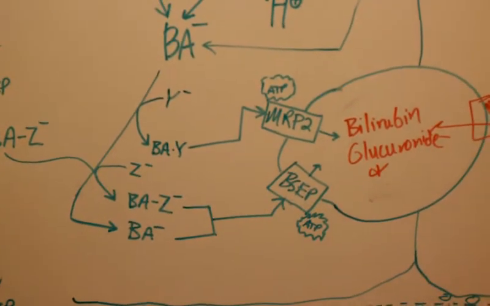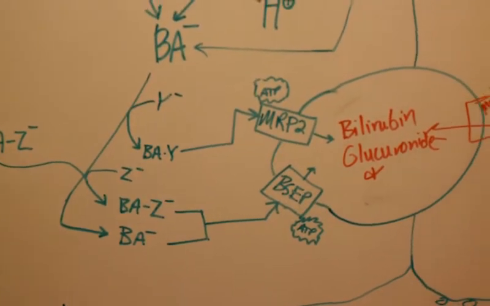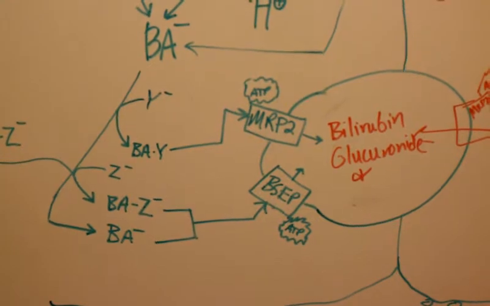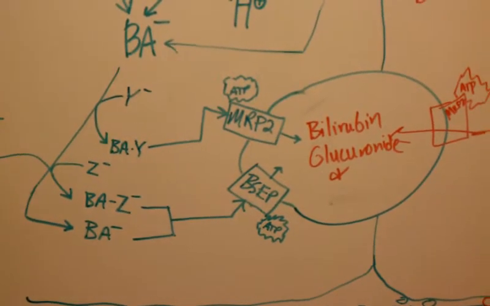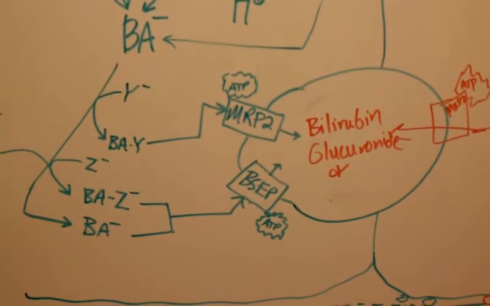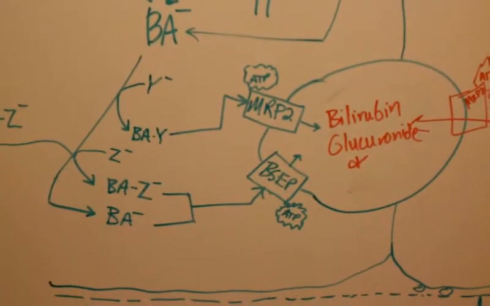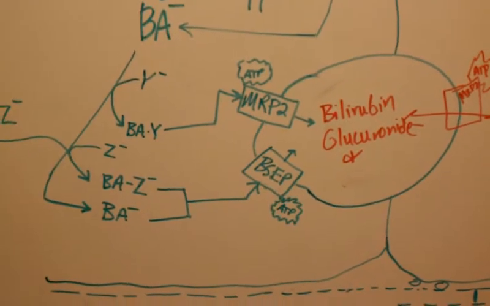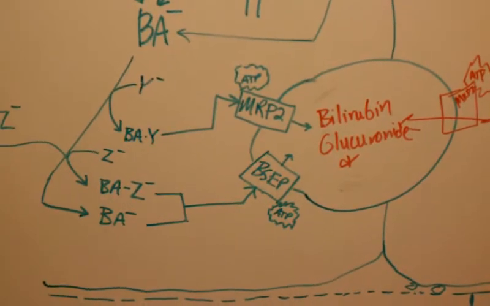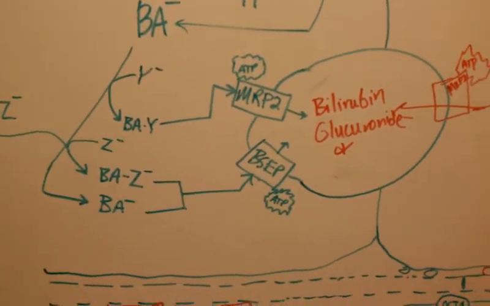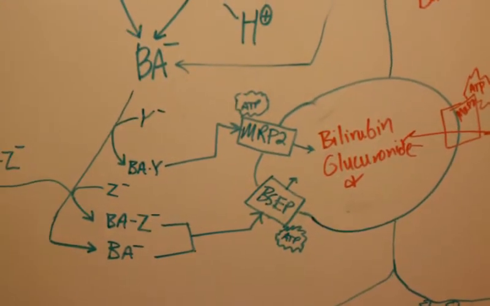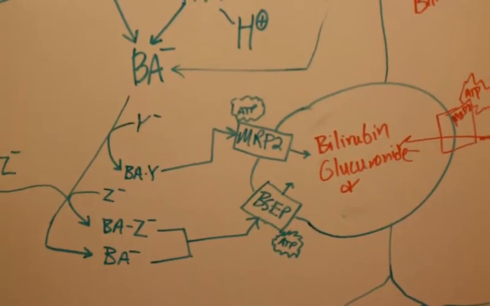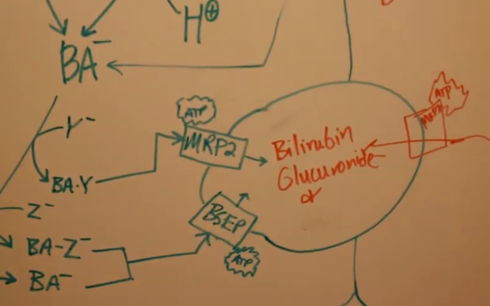Now, there are two ways we can get it out. We can either use multidrug resistance-associated protein 2, and that's if it's conjugated with glucuronate or sulfate, or you can use bile salt export pump, and that'll get your conjugated bile salts with taurine or glycine out along with your free bile acids. Both of those are ATP dependent.